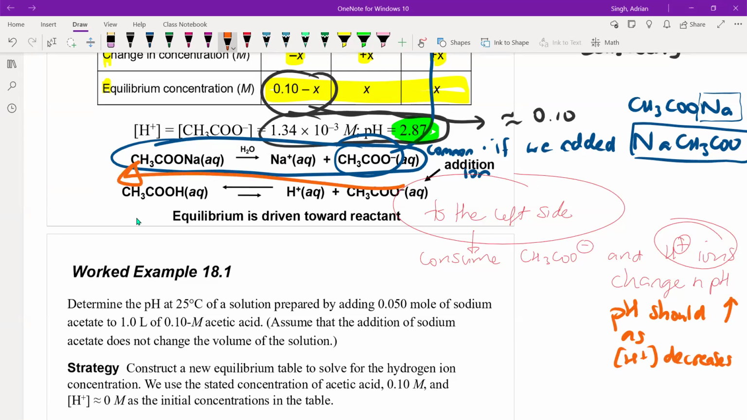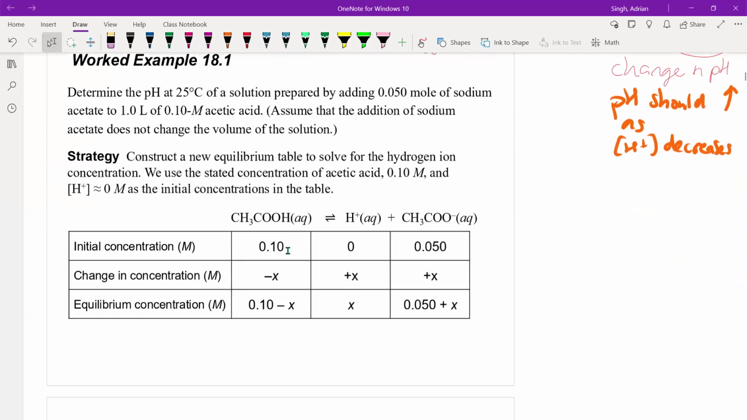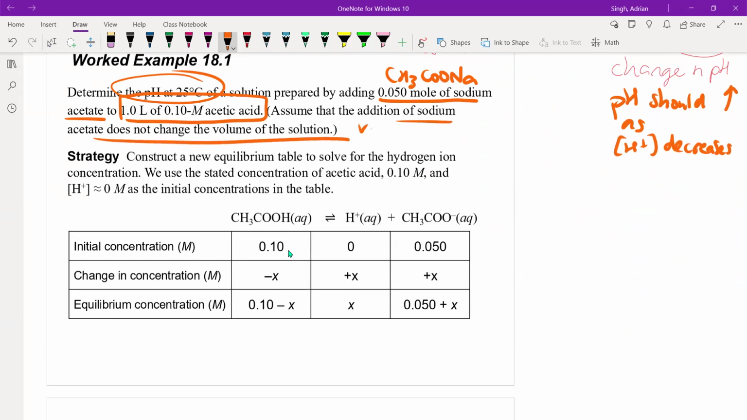So we haven't done any calculations right now except our initial ice table. We're just qualitatively looking at what should happen if we added that common ion. So let's take a look at a specific example of one such system. It says determine the pH at 25 degrees Celsius, prepared by adding 0.05 moles of sodium acetate, right? So this is our CH3COONa, to 1 liter of a 0.1 molar acetic acid solution, assuming that the addition of the sodium acetate doesn't change the volume. Right? So volume is constant.